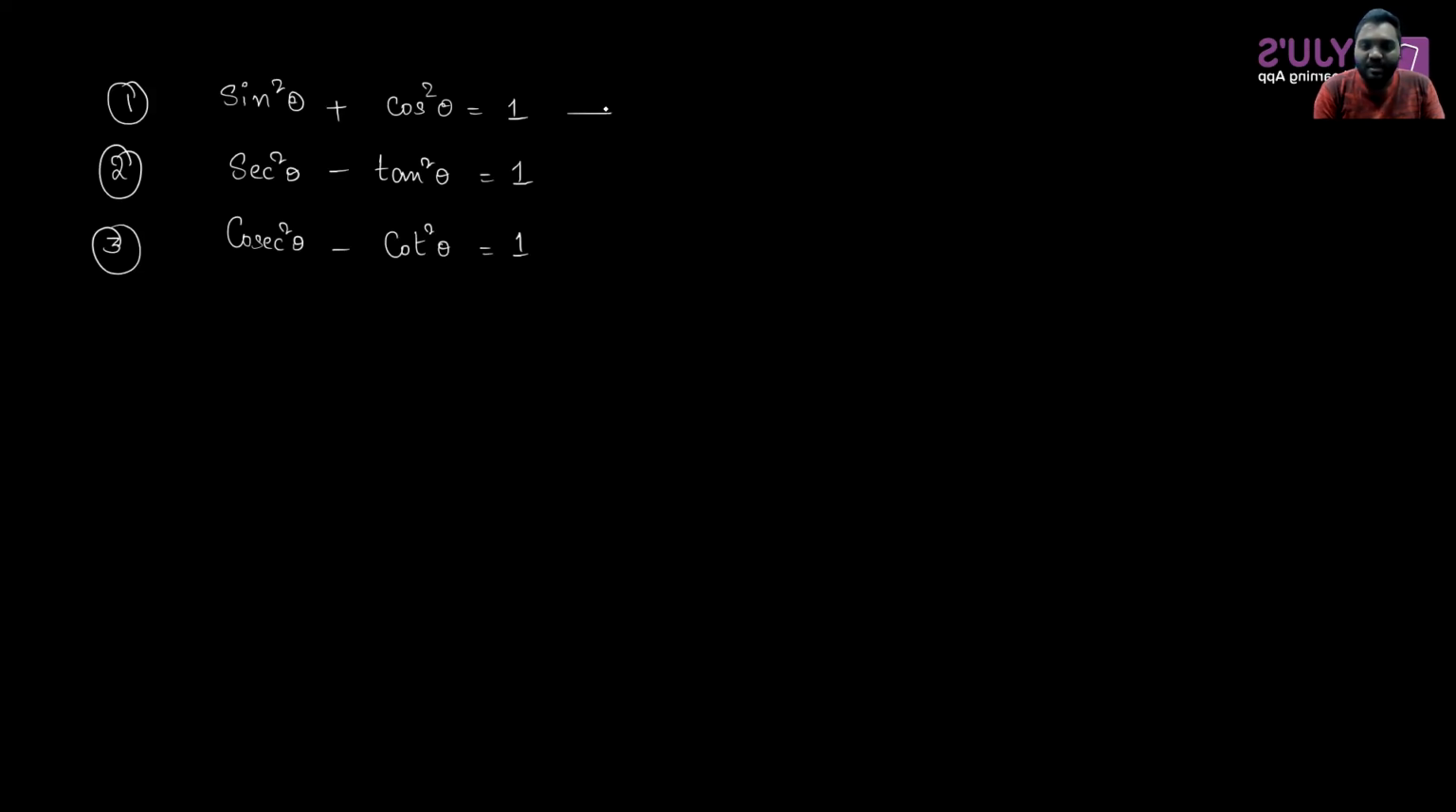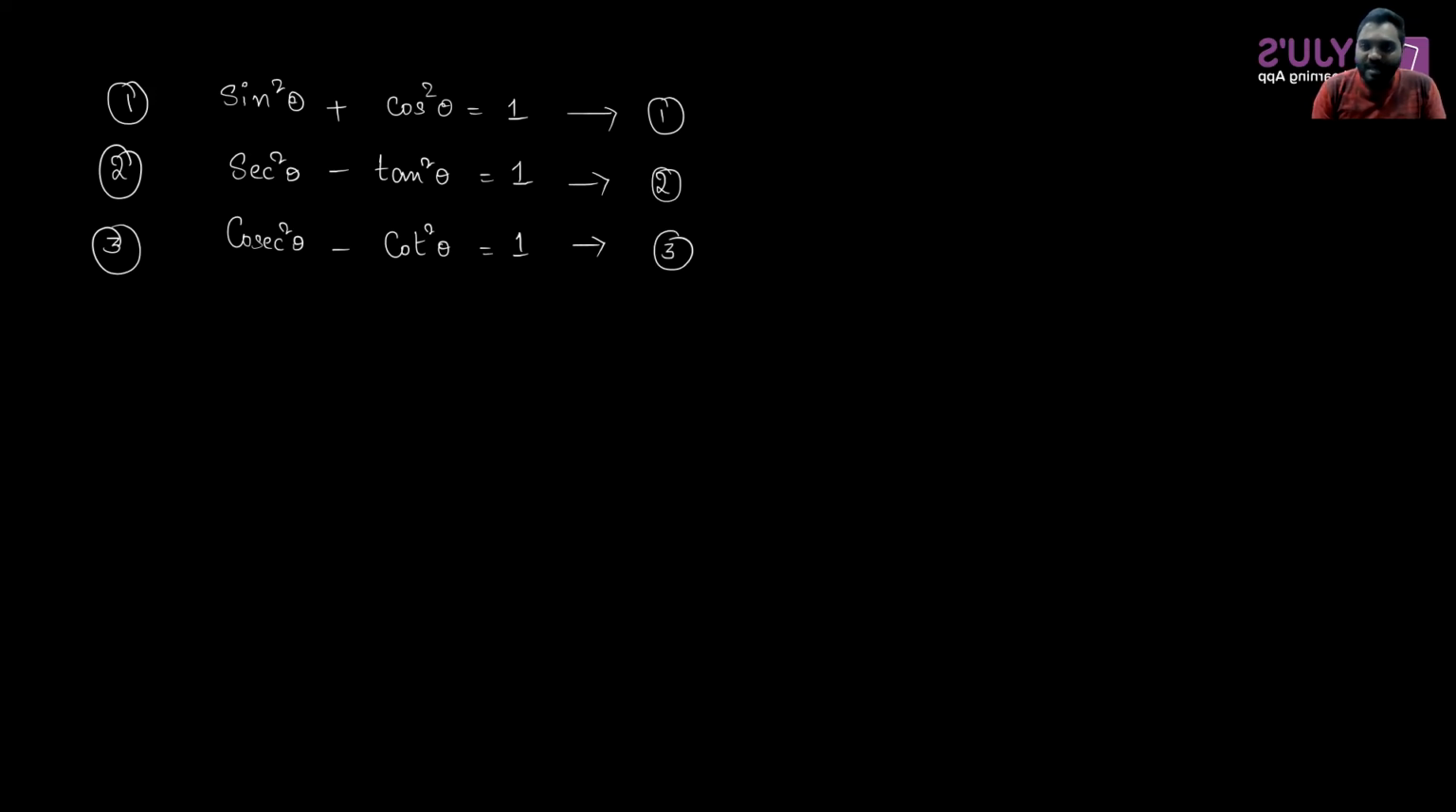The first trigonometric identity is sine square theta plus cos square theta equal to 1. The second trigonometric identity is secant square theta minus tan square theta equal to 1. And coming to the third trigonometric identity, which is cosecant square theta minus cot square theta equal to 1. So these are the three basic trigonometric identities we have in this chapter.